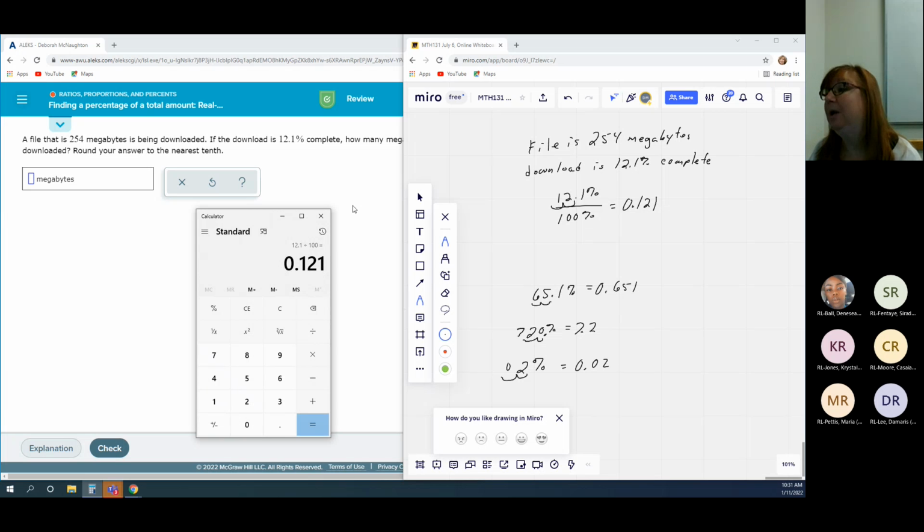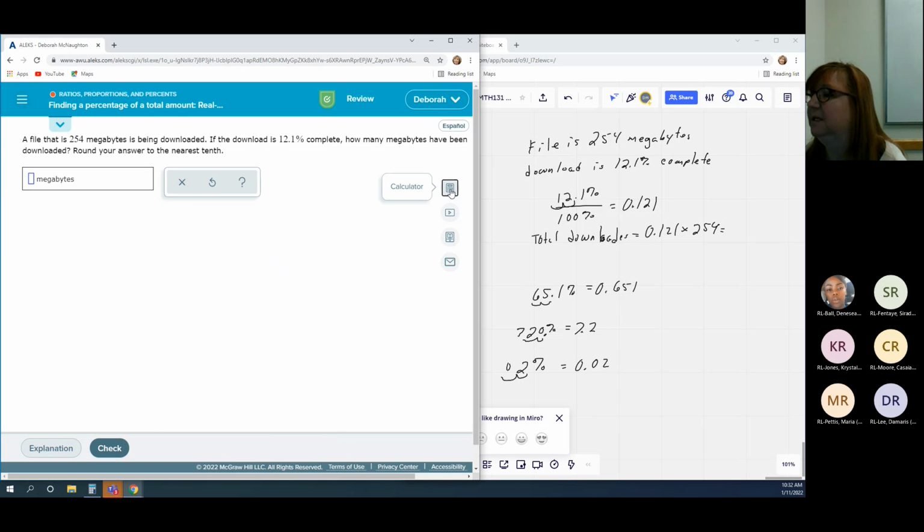And then this is the fraction that's already been downloaded. So you're always going to multiply. To find out how much of the file has been downloaded, we're going to multiply. And I'm going to show you how you can tell. So we're going to take the total downloaded is 0.121 times 254.